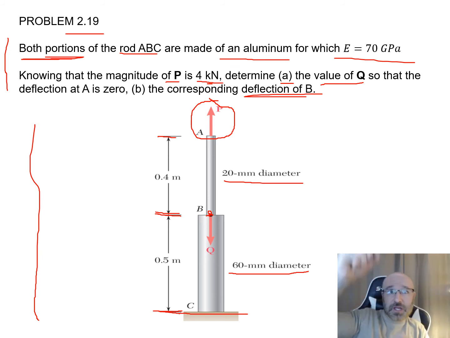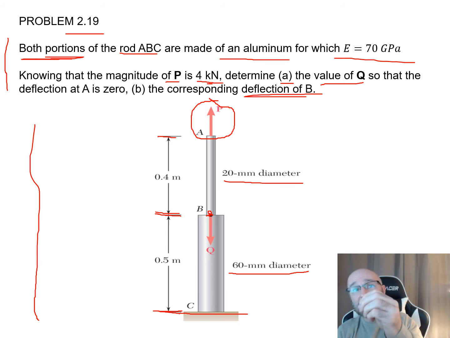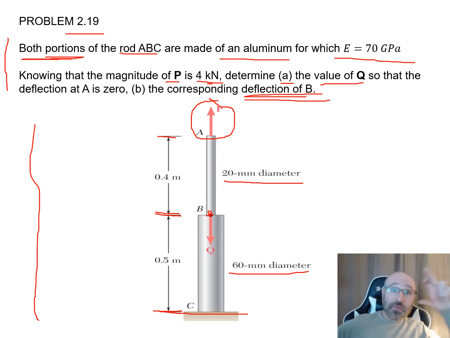You know, does the elongation of AB then cause a compression in BC, and then what does that do for the whole rod ABC? And in part B here, they even ask us that, what is the deflection at B for the system as a whole? So we need to think of it individually and as a system as a whole when we're solving this out.